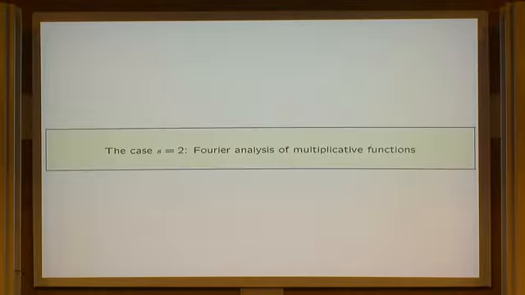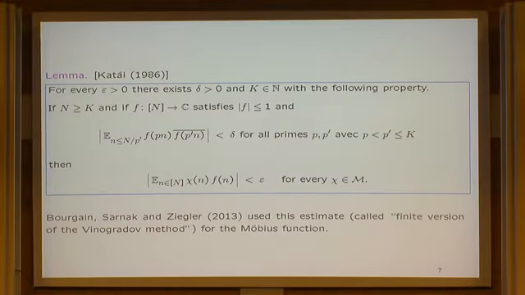So for S equal to 2, as explained before, our estimates are estimates about the Fourier coefficients. Then we want estimates about the Fourier coefficients of multiplicative functions. And a good tool is a lemma by Katai. There are other methods, but a very good tool is a lemma by Katai of 86. It was rediscovered independently, apparently, by Bourgain-Sarnak and Ziegler. They call that a finite version of the Vinogradov method, and only for the Möbius, but in fact it's general.